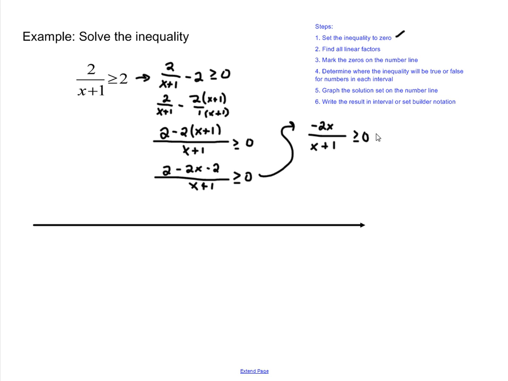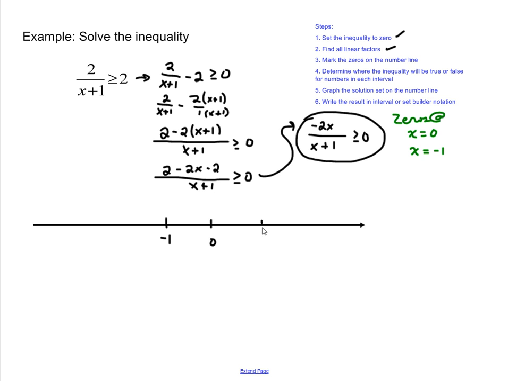All right, so this is the expression that we're going to have to test when we find all of our linear factors. Well, we do have our 2 linear factors right here. Our linear factors are 2x and x plus 1. So where are the zeros? The zeros occur at x equals 0 from the numerator, right? If 2x is equal to 0, then x equals 0. And x equals negative 1 from the denominator. So that's what we're going to mark on our number line. We're going to get those numbers 0 and negative 1.